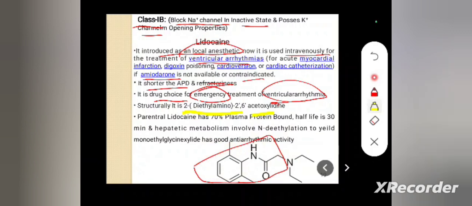Next, pharmacokinetically, lidocaine has 70% plasma protein binding and a half-life of 30 minutes. Hepatic metabolism involves N-deethylation and yields monoethylglycinexylidide. So this is the metabolite of lidocaine. Questions will be asked on the metabolites of lidocaine. So remember the metabolite of lidocaine, monoethylglycinexylidide, which shows antiarrhythmic activity. So this is overall about lidocaine.